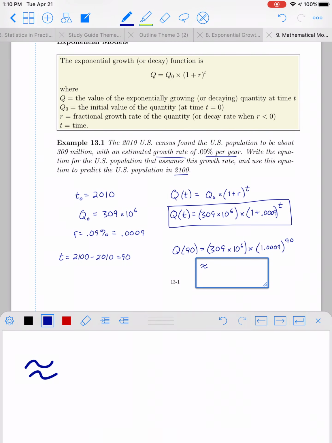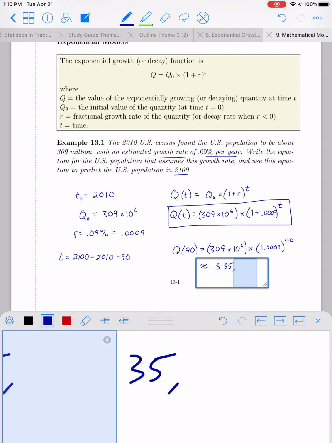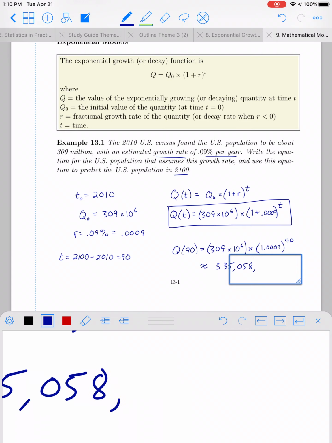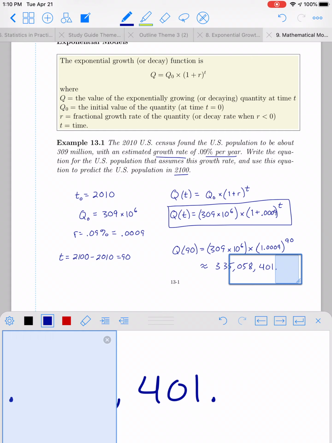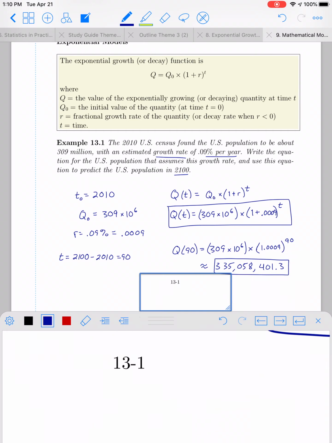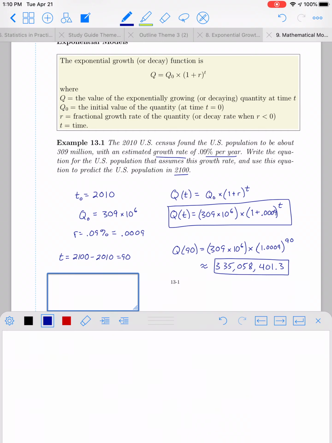And we have 335 million. We can convert it back to scientific notation, but if we want to carry out all these significant figures, we can also do this as well. 401.3. The question doesn't tell us to round to any specific value, so we'll just leave that decimal as we have it and just say that it's an approximation in general. Okay, so there's our first exponential model.